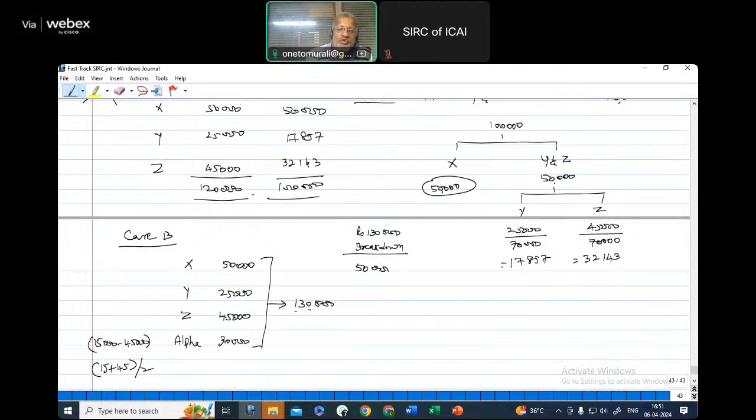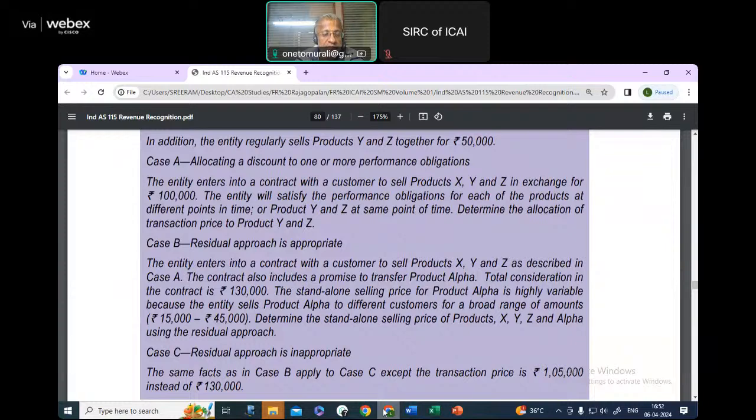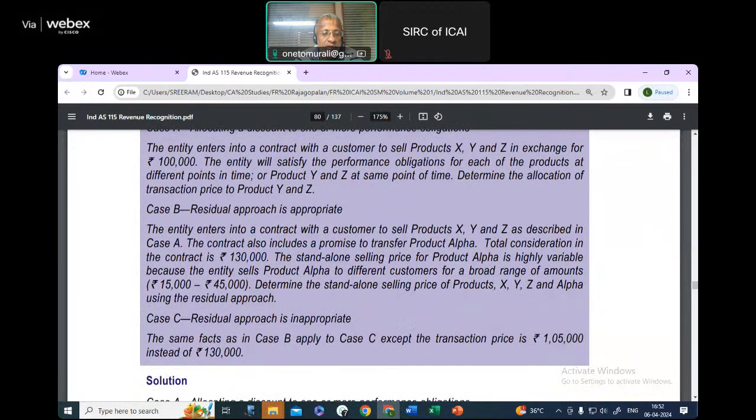This 50,000 will continue to be there. 17,857 I will take up. 32,143 I will take up. For alpha 30,000 I will take. Total 130,000. This is easier than the last one. So that amount of increase in the price is only on account of alpha. Alpha is roughly sold at an average price of 30,000 and that is the way we are taking it up. Then we have the residual approach is inappropriate because the transaction price got shrunk to 105,000.